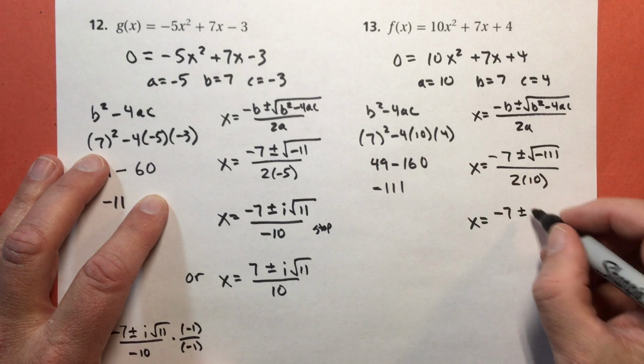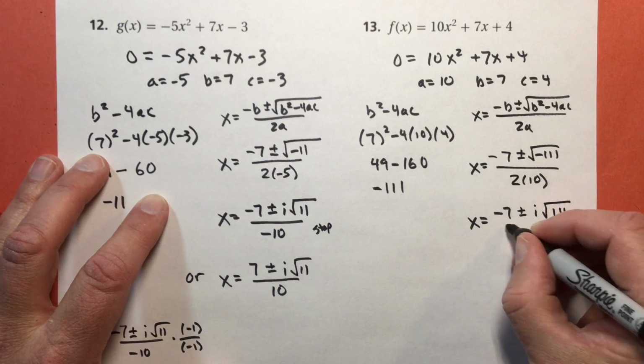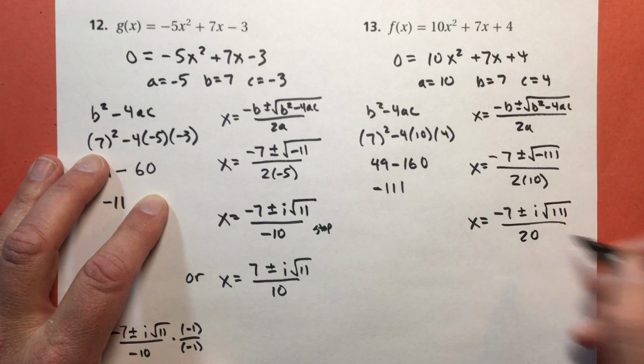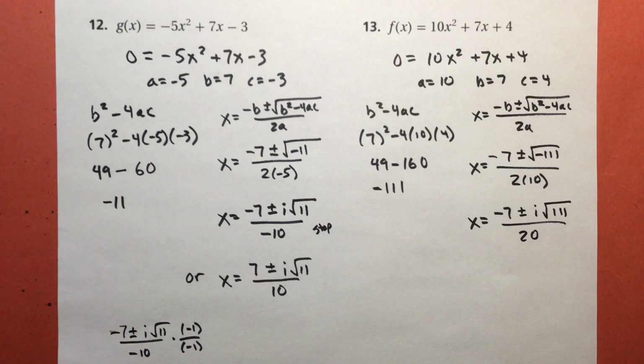So that's it. This is negative 1 times 111, so that's i times the square root of 111. 2 times 10 is 20. And nothing's going to simplify. So that's it. We're done.